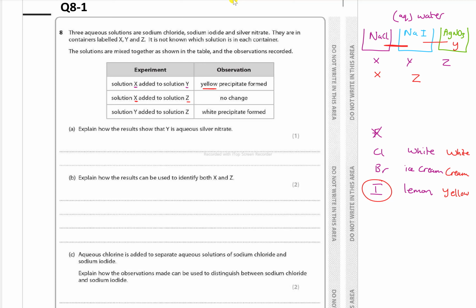Right, so if we add solution Y to Z, we get a white precipitate. Because this will give me a white precipitate, it has to be that. So I now know that that is Z. So I know that this is Z, I know that that is Y, and we know that is X.